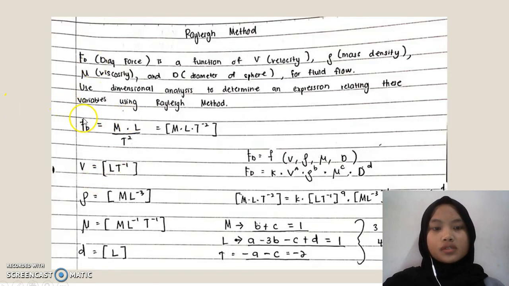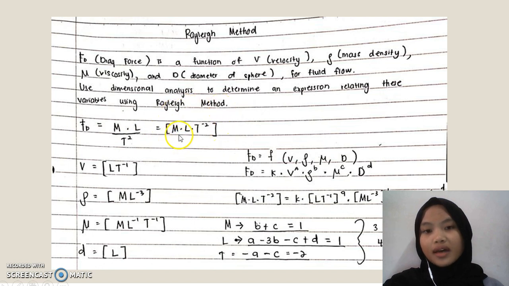First, we have to know the formula of the drag force and its unit, which is mass times length over time square, so we have MLT to the power of -2. Same goes for the dimensions of velocity, density, mu, and the diameter. I have to list all these things here. So F, drag force, equals a function of V, rho, mu, d.